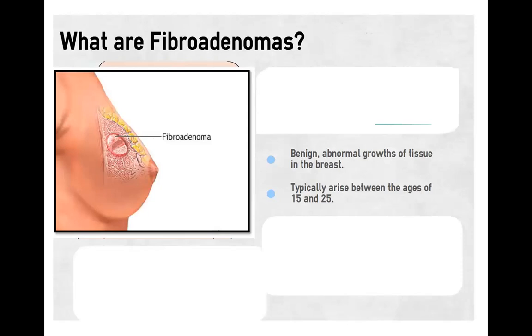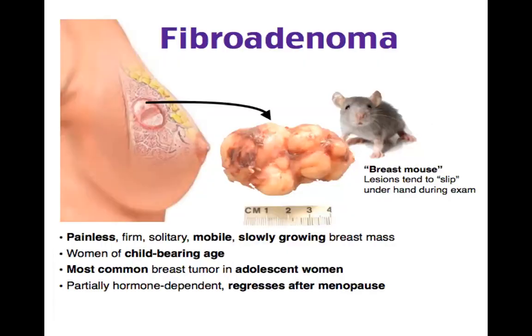which are benign abnormal growths of tissue in the breast, and they typically arise between 15 and 25 years of age. They are painless, firm, solitary, mobile, and slowly growing breast masses. They are common in adolescent and childbearing age of women. They are also called breast mouse because these lesions tend to slip under hand during examination. They are partially hormone dependent, so they regress after menopause.